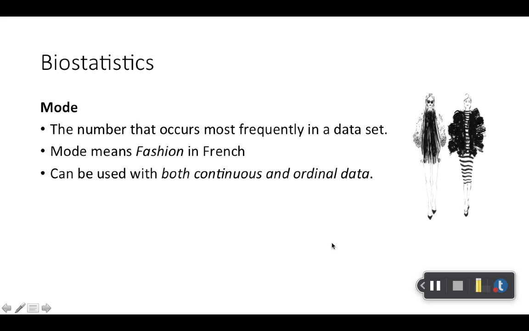Mode, I put this, oh yeah, because in French, mode means fashion, I think. Let me double check. Yes, it does, because I put it on the slide. Okay, sorry. I promise I'm not losing my mind yet. And so that has nothing to do with biostats. But again, like I said, when I was making this, I was getting bored easily.